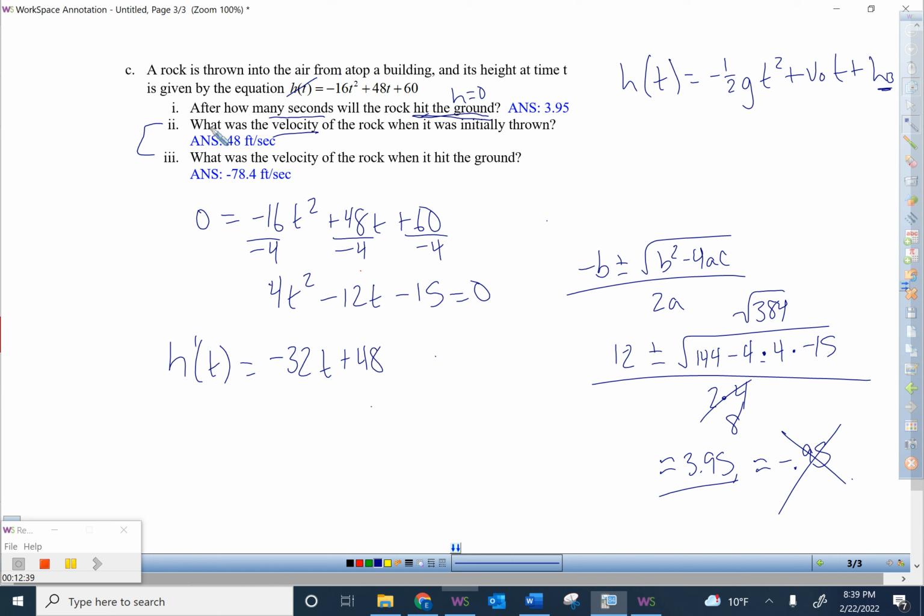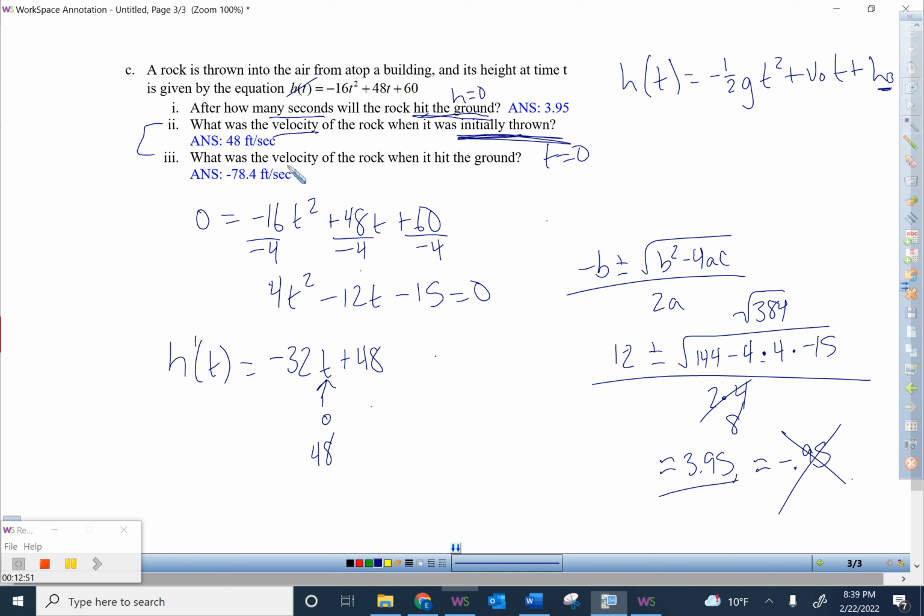This first one says, what was the velocity of the rock when it was initially thrown? Initially thrown means the time is 0. So I'm just plugging in a 0 there. So this is 0 plus 48, or just 48. Velocity is feet per second, so 48 feet per second.